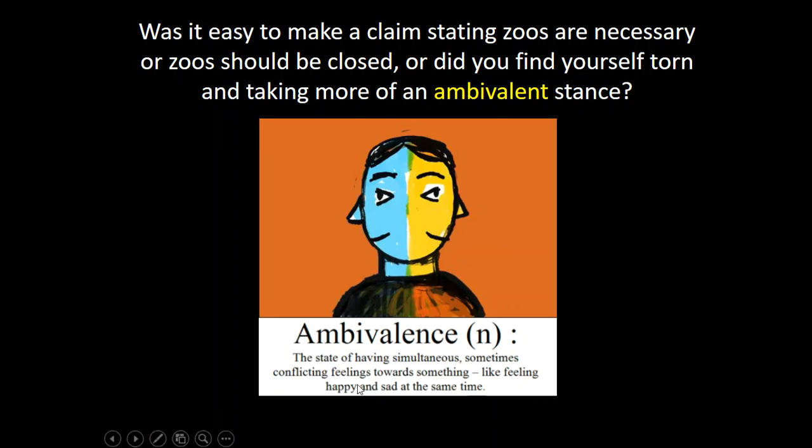So, what is ambivalence? Ambivalence is the state of having simultaneous, sometimes conflicting feelings towards something, like feeling happy and sad at the same time. I know that's how I feel when I go to the zoo. I'm very ambivalent. I'm happy that my daughter has this opportunity to see the animals close up because it's such an awesome experience, and we learn a lot about the animals. But at the same time, I'm sad to see the animals caged up, and I know that they're not living their ultimate purpose in life, which for any of us is a challenge in life, to not live up to our potential. So I am ambivalent about zoos. How about you?